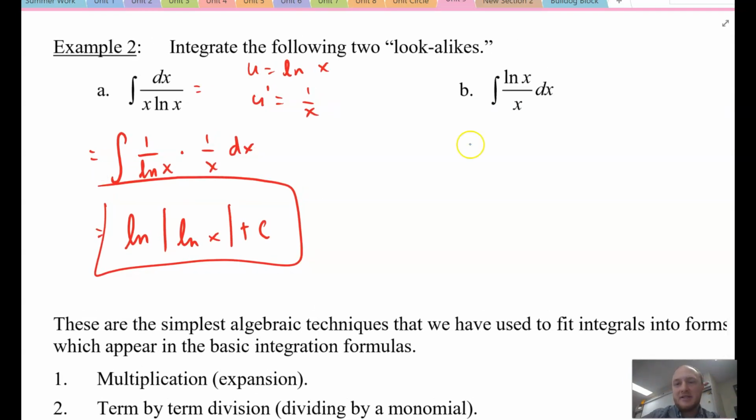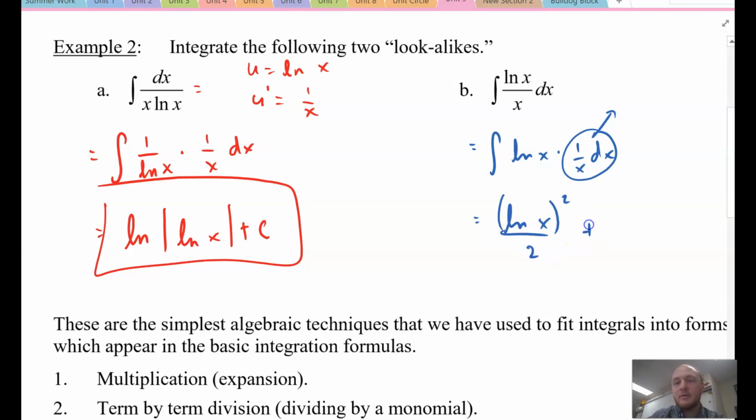All right, and then B is the more straightforward example of this. Again, here I can separate this. I have the integral of the natural log of x, and then the hook is 1 over x dx, right? I already have my hook there. So both of these, this goes away, and I can raise the power. This is natural log of x quantity squared divided by 2 plus c. And there you have it.